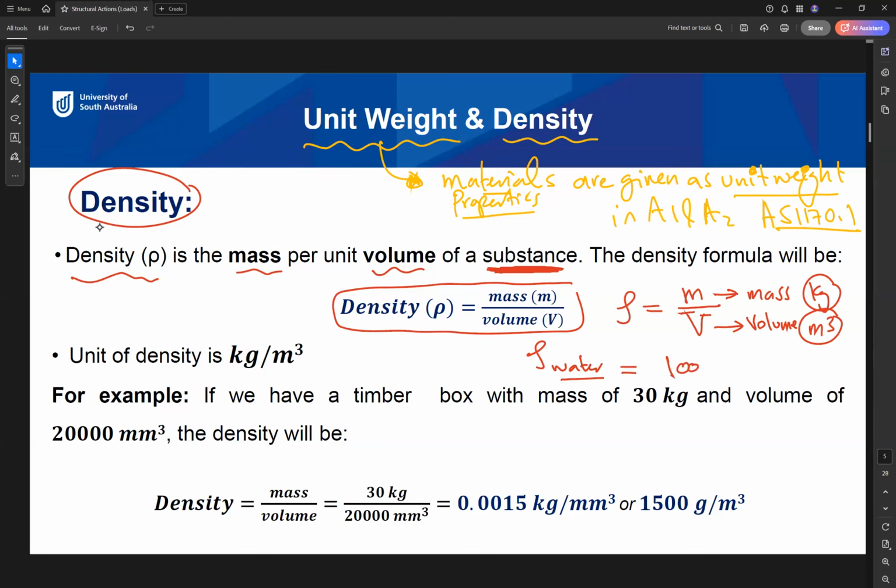1000 kilograms per cubic meter. Okay, so the density of water, for example, is a fixed value. So any material in our world has a fixed value of density. So the unit of the density is kilogram per cubic meter, which is a unit of mass over a unit of volume.